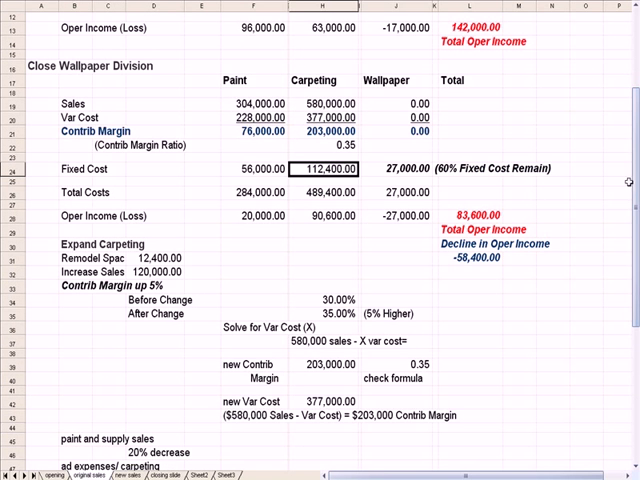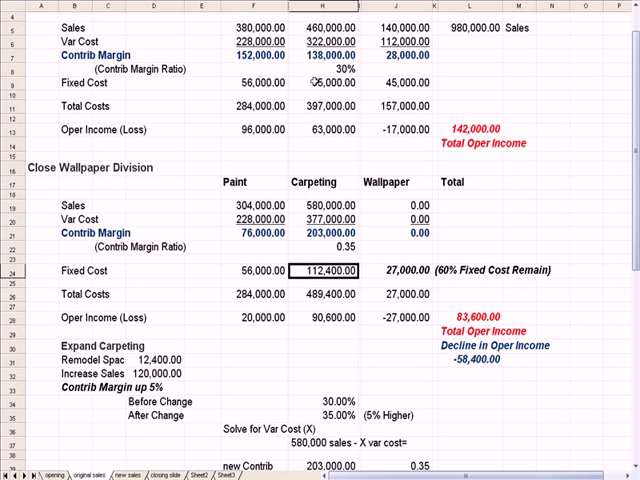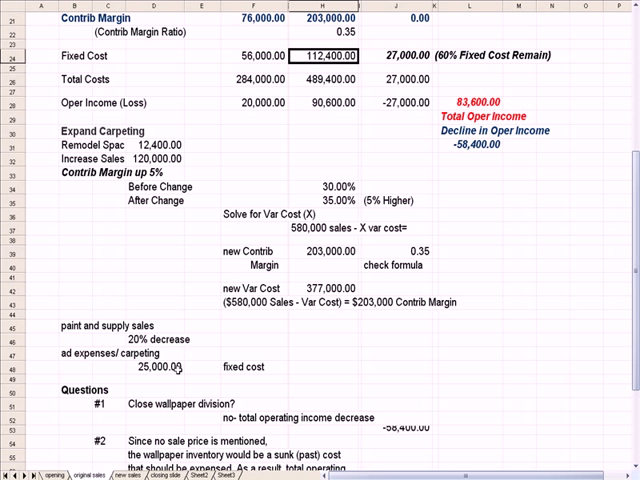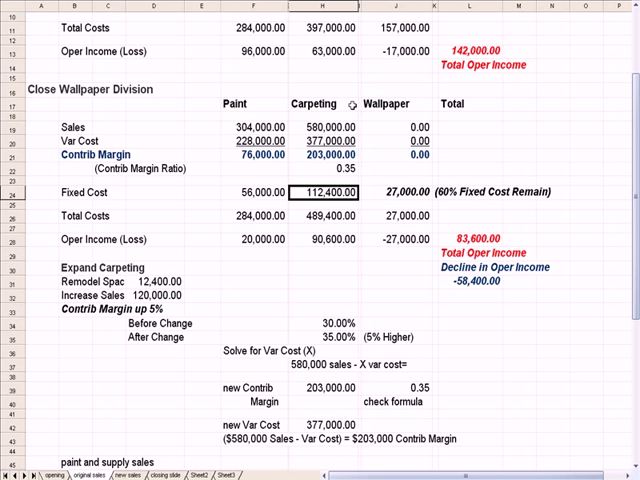So $75,000 fixed costs original plus $12,400 to remodel plus $25,000 additional ad spending that we consider a fixed cost, our new fixed cost for the carpeting division is $112,400. So we subtract sales minus total cost to come up with a carpeting profit.